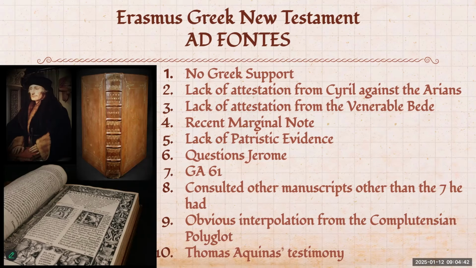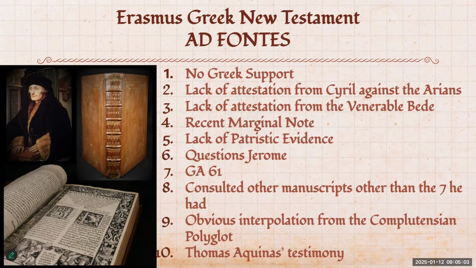Next is the lack of attestation from the Venerable Bede. Venerable Bede does a verse-by-verse commentary. When he gets to 1 John 5, he does not make mention at all of the comma, and he postdates Jerome. They give him another manuscript. That manuscript has a recent marginal note put in there. He says it's obvious that they included it in order to cause him to add it.